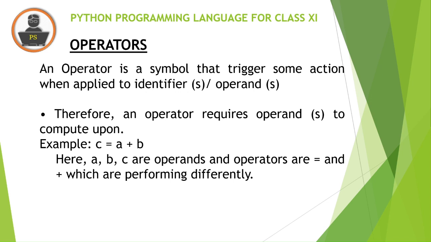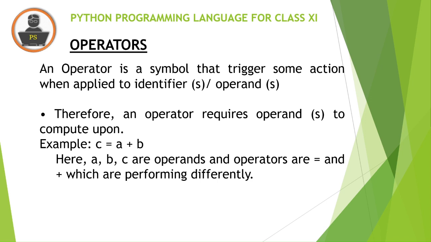Now the next one is operators, these are the most important part of programming languages. Operators means who can operate anything is called an operator. An operator is a symbol that triggers some action when applied to an operand. Therefore, an operator requires operands to compute upon. Here you can see that C is equal to A plus B. Okay, so A, B, C here, what are they? These are the operands.